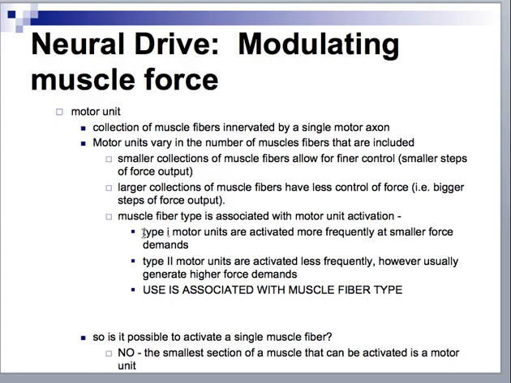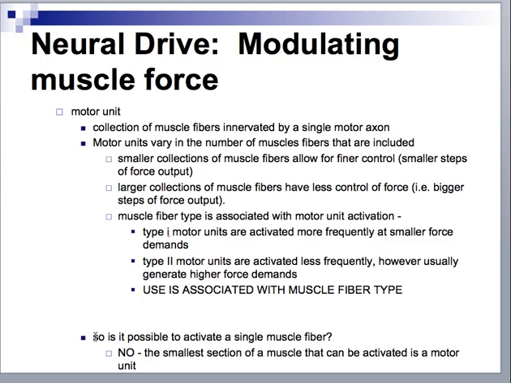There's other activation principles that are important. For example, the type of alpha motor neuron is associated with specific muscle fiber types. So smaller diameter alpha motor neurons typically innervate type 1 motor units, which are activated more frequently. Large diameter alpha motor neurons innervate type 2 motor units, which are activated less frequently but generate higher force. So use is associated with muscle fiber type, essentially.